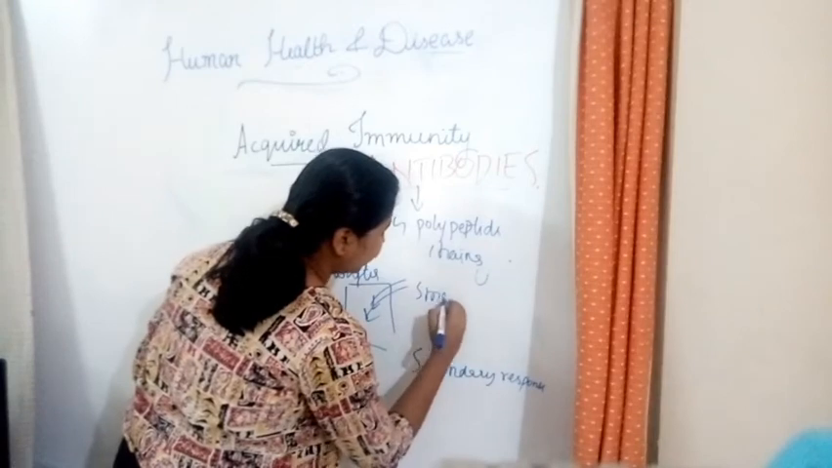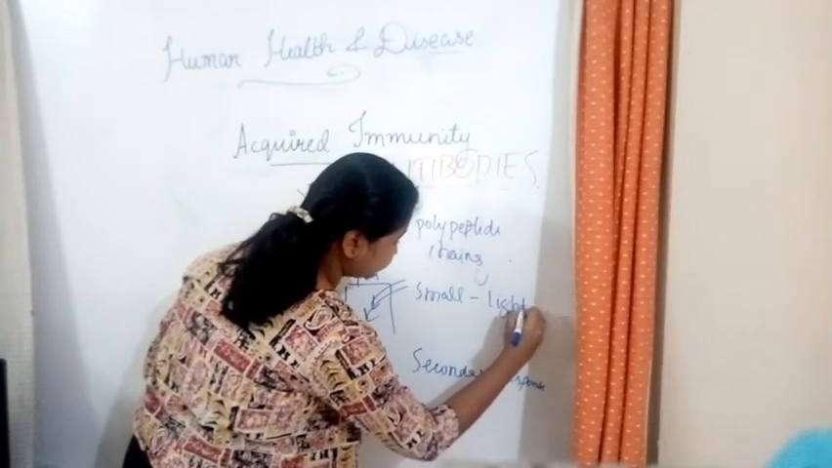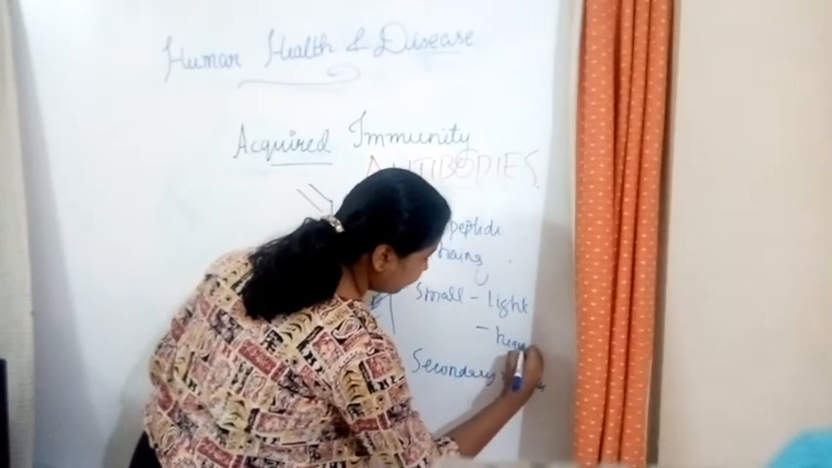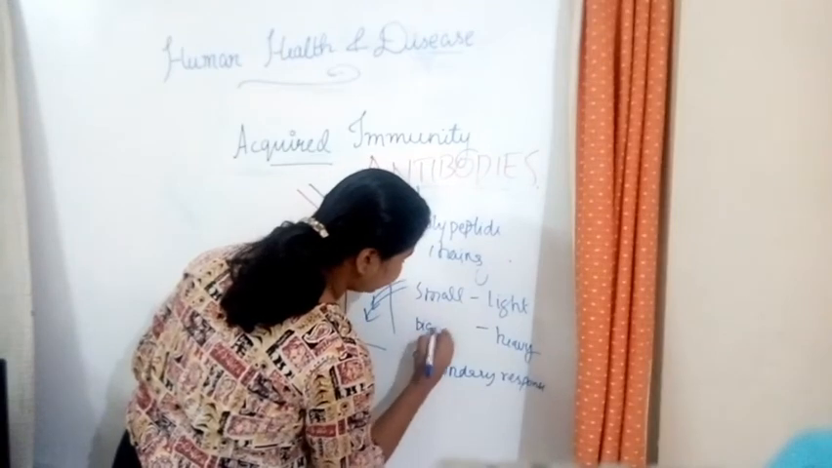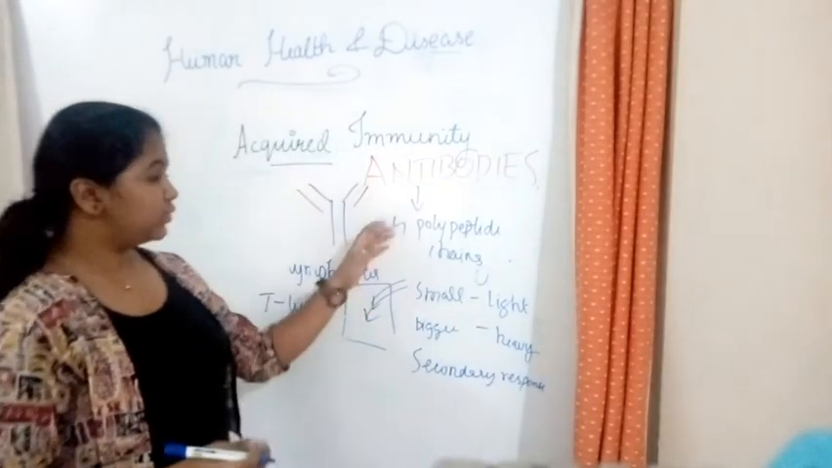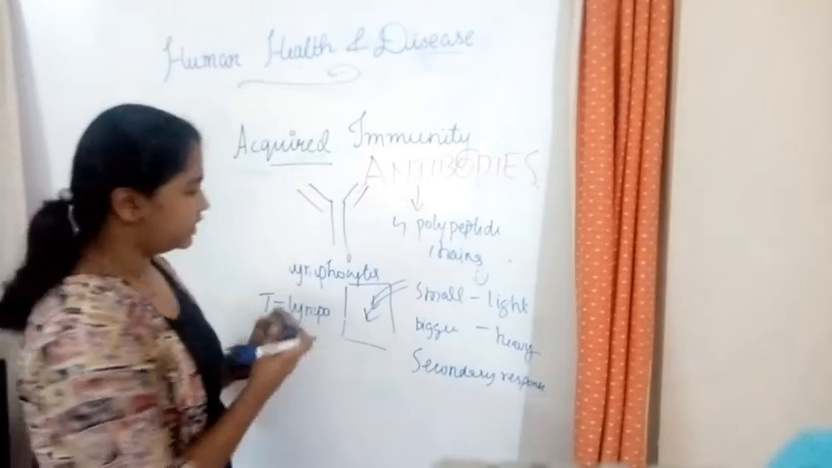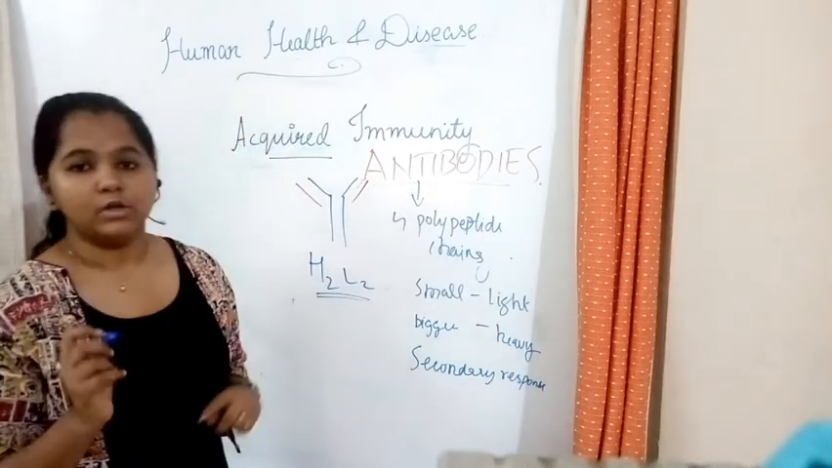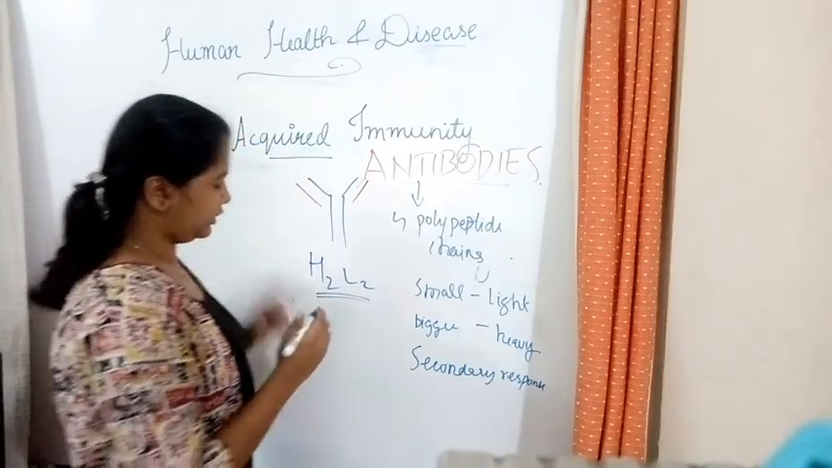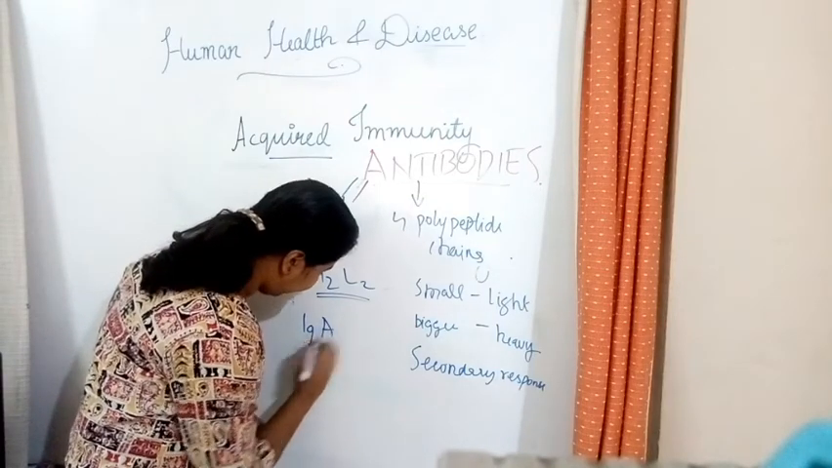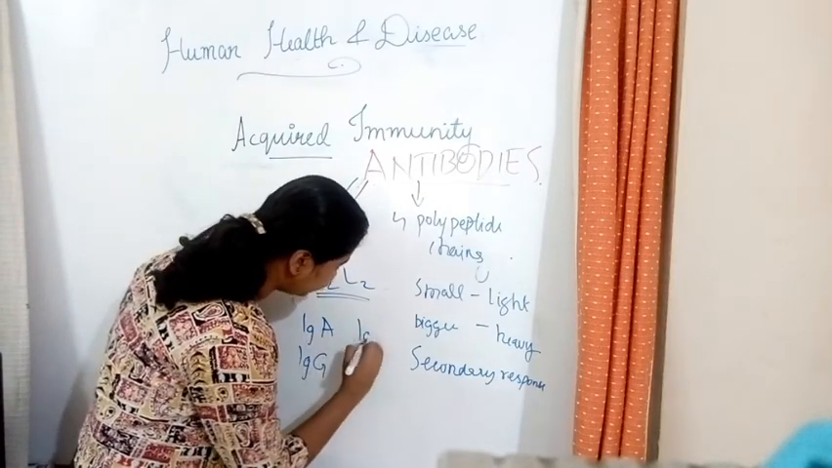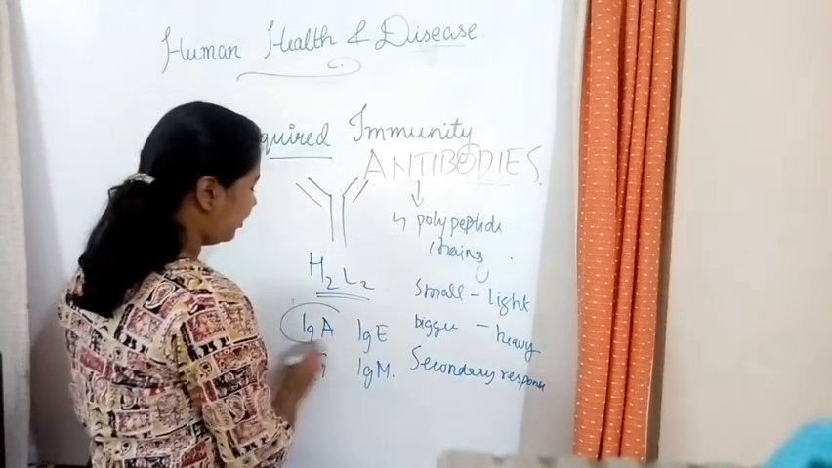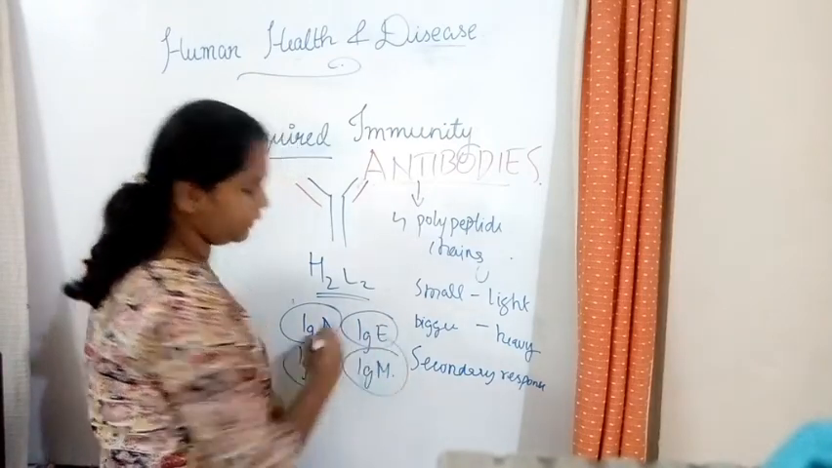The small chains are called light chains, and the bigger chains are called heavy chains. Okay. The bigger one is the heavy chain. So now I told you it's 2 light chains and 2 heavy chains. So how do you represent it? H2L2. Okay. So now I'll tell you some examples of antibodies. IgA, IgG, IgE, IgM. These are some examples of antibodies that are produced in our body.